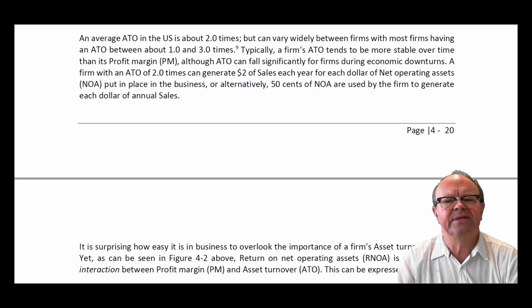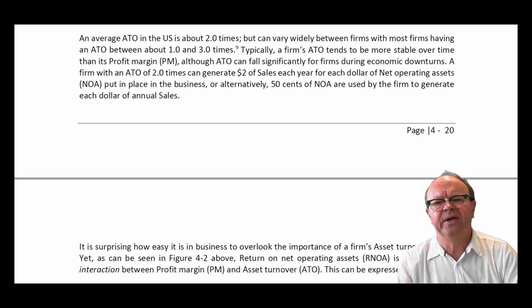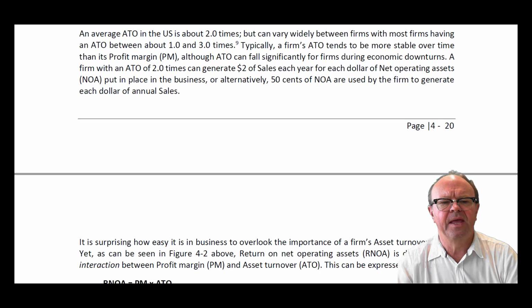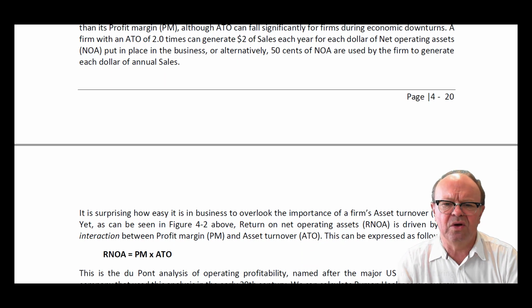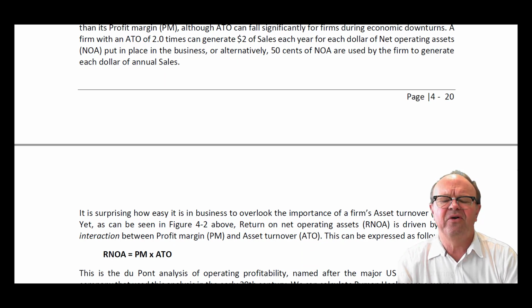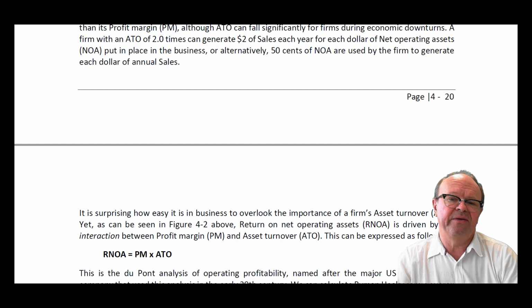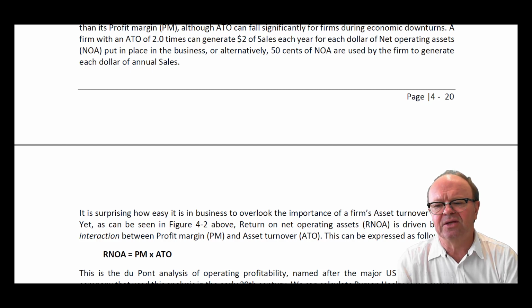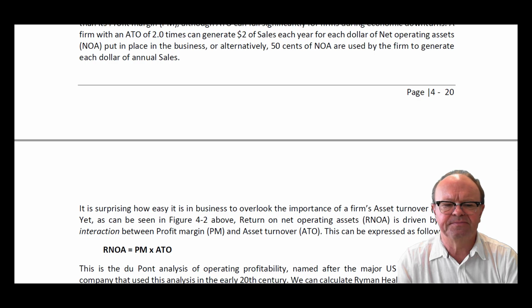Typically, a firm's asset turnover tends to be more stable over time than its profit margin, PM, although asset turnover can fall significantly for firms during economic downturns. A firm with an asset turnover of 2.0 times can generate $2 of sales each year for each dollar of net operating assets, NOA, put in place in the business. Or alternatively, 50 cents of net operating assets are used by the firm to generate each dollar of annual sales.